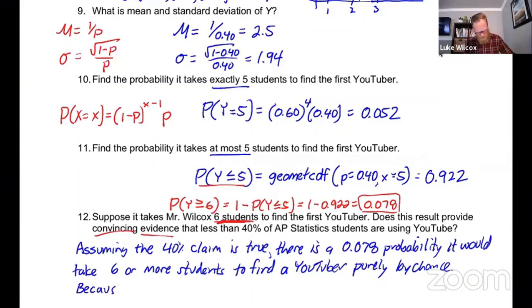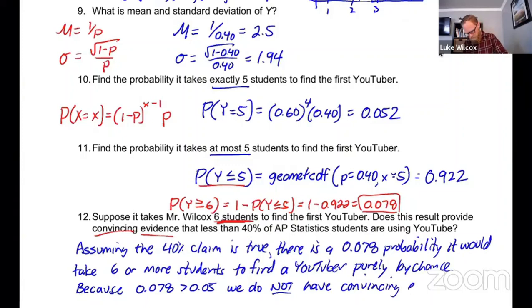Our conclusion now is going to say, because our p-value is greater than 5%, we do not have convincing evidence that less than 40% of AP Stat students are using YouTube.